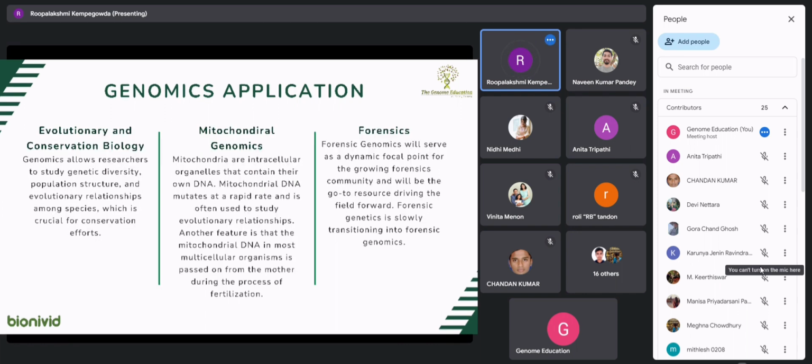And evolutionary and conservation biology, I told you about genetic diversity. If I have diversity in any population, it is easy to address any diseases or problems in that population. And mitochondrial DNA, as we know, is passed on from mother to progeny. And nowadays, some important traits can also be traced to mitochondrial genomics. And in forensic labs, to identify criminals, it is also growing.